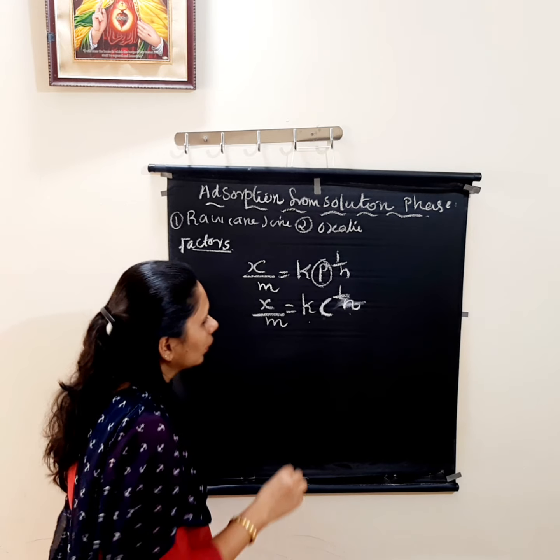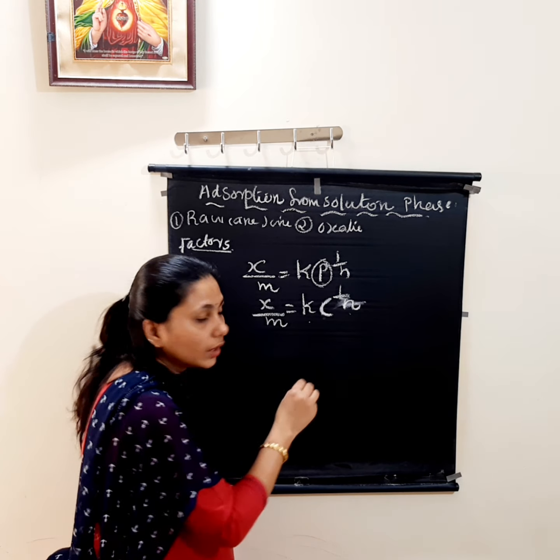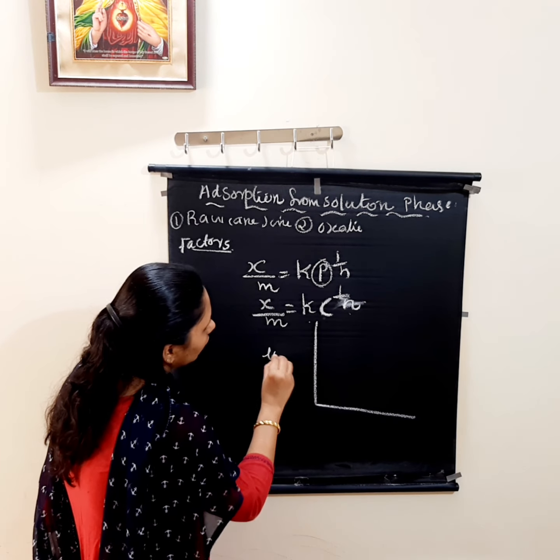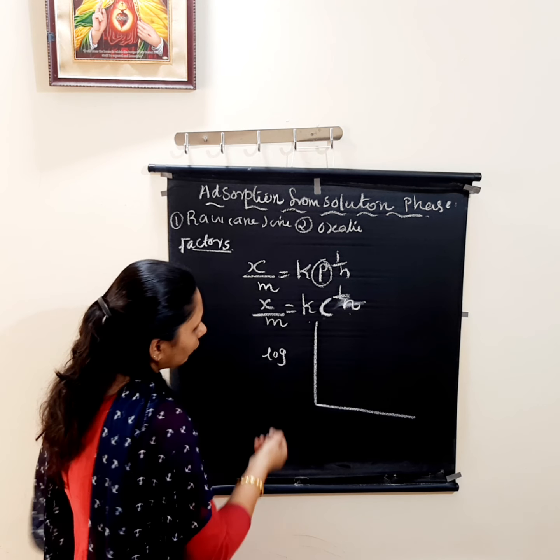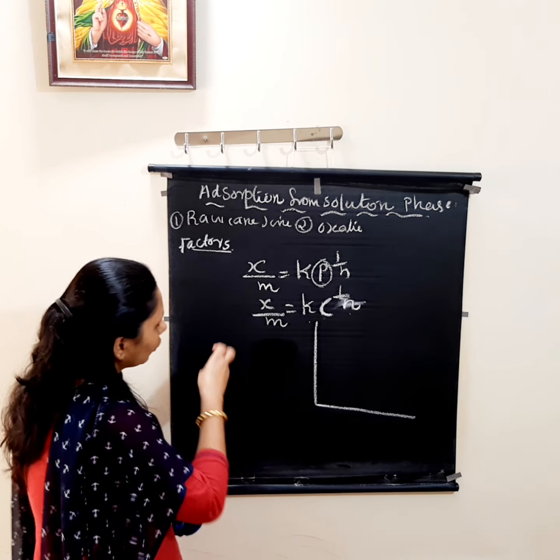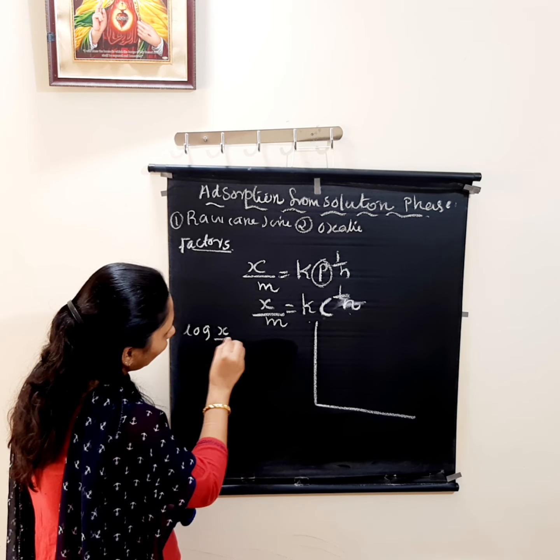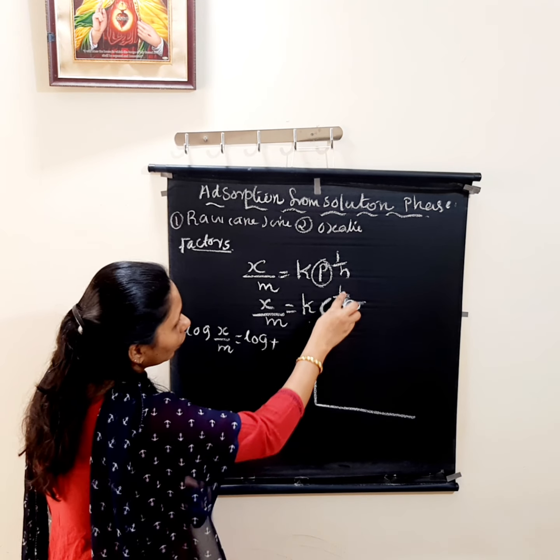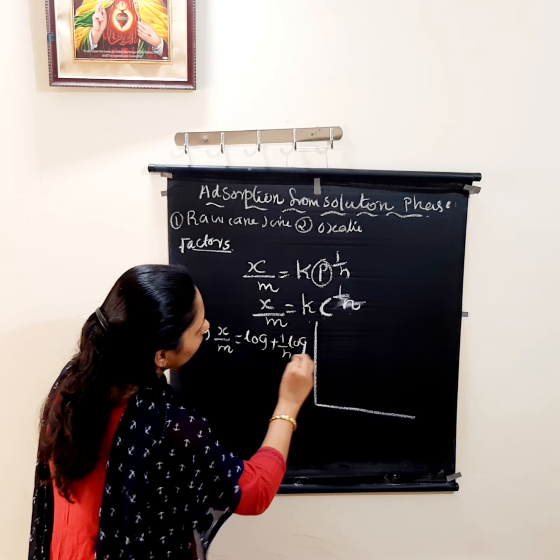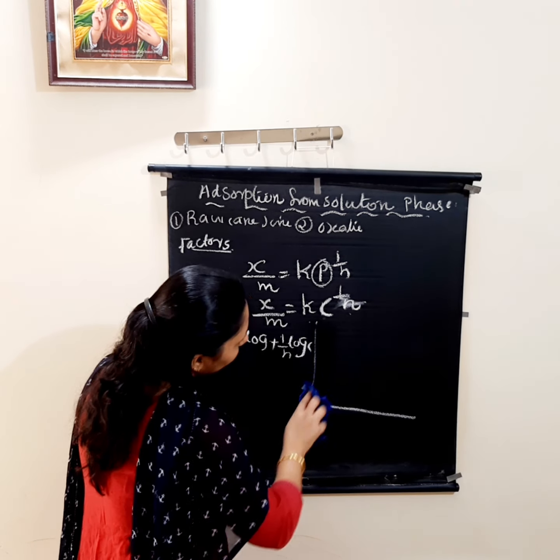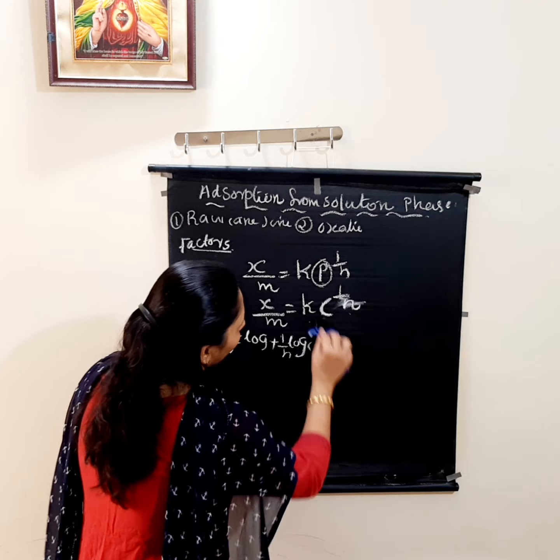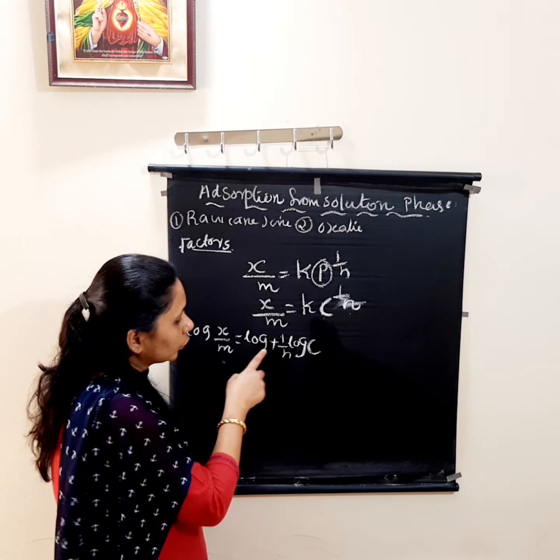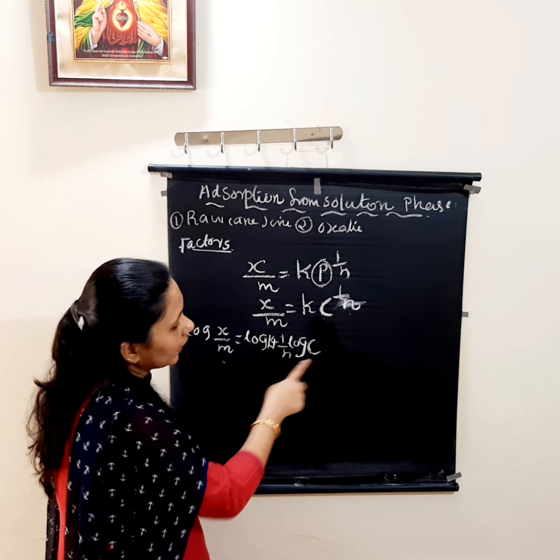Then there is a graph plotted, but we already explained that, so I don't want to repeat it. First we take the log. So log x/m = log k + (1/n) log c. In the previous case there was one more curve, but that is not required in the case of solution. Directly we can go for the logarithmic expression: log x/m = log k + (1/n) log c.